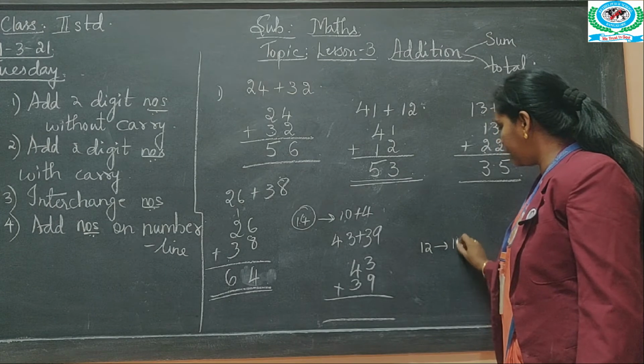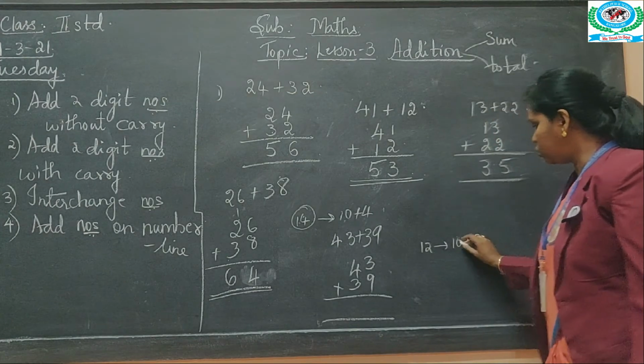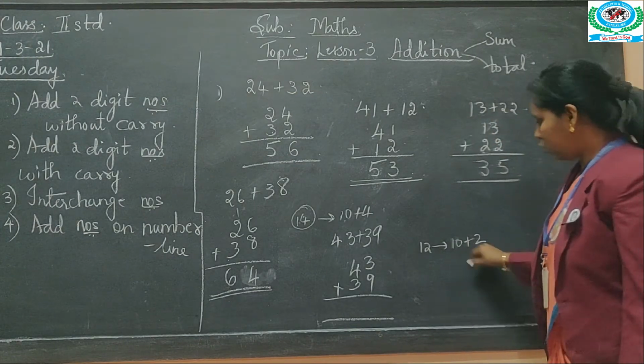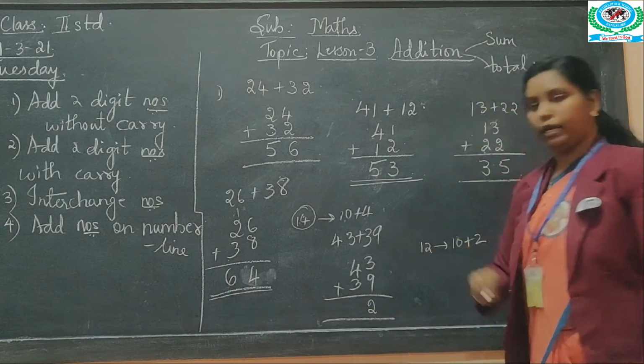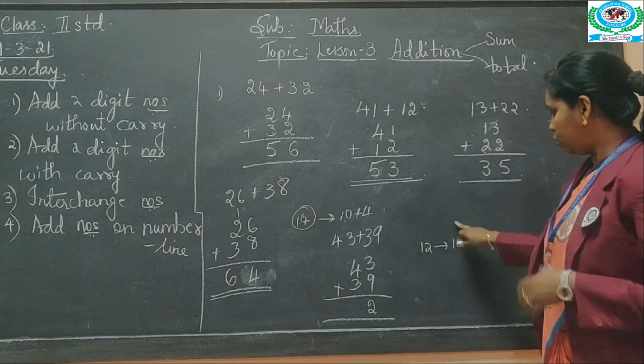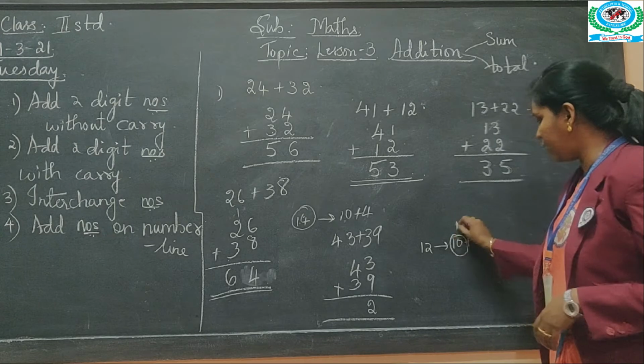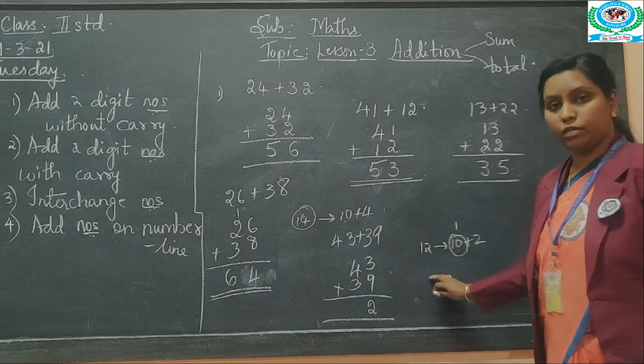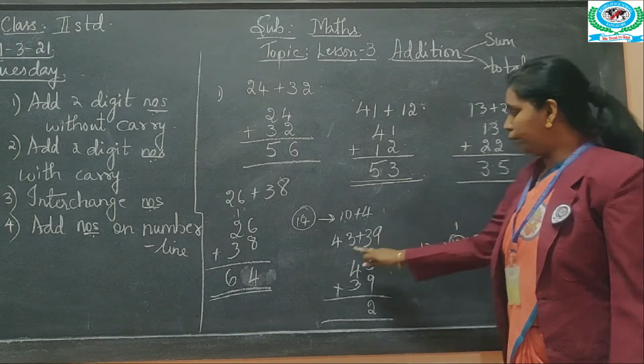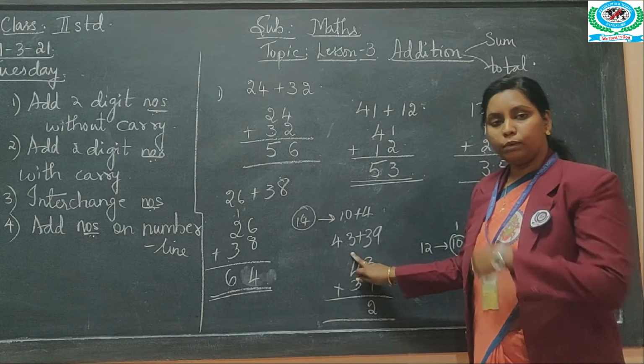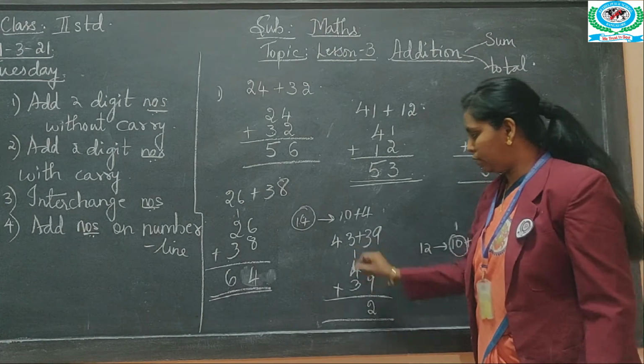So this 12 can be written as 10 plus 2. Split it and write. This 2 you are going to write in the units place, and this 1 should be considered as the tens place value. The 1 should be carried forward to the tens place, so it will be written here.